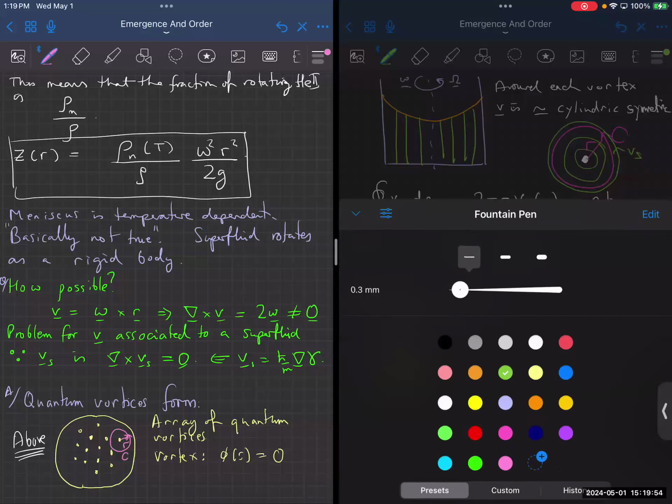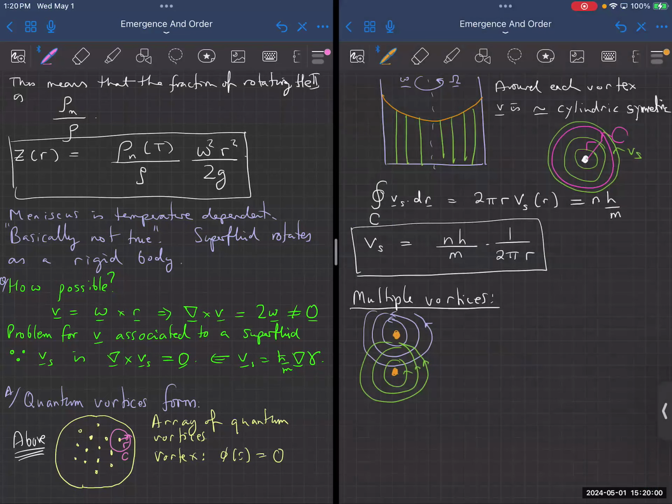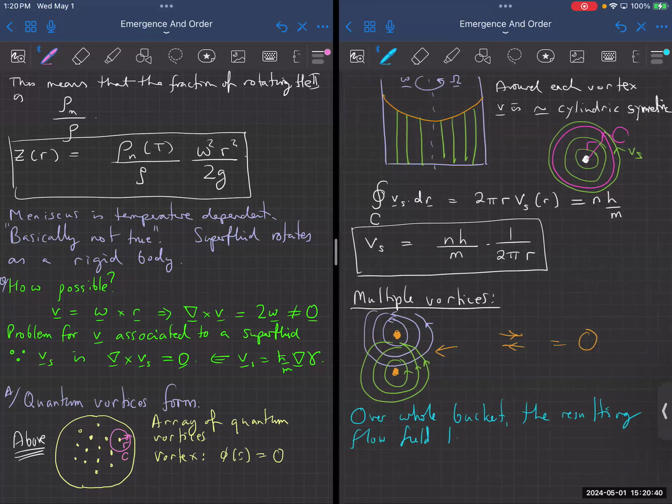What you can see happening here in the middle, if I just focus in on this, I've got a flow field going like that, another flow field going like that, and so they cancel out. So the flow fields from this vortex around here, the flow fields around this cancel out. And so what ends up happening is that over the whole body, the resulting flow field looks like this.